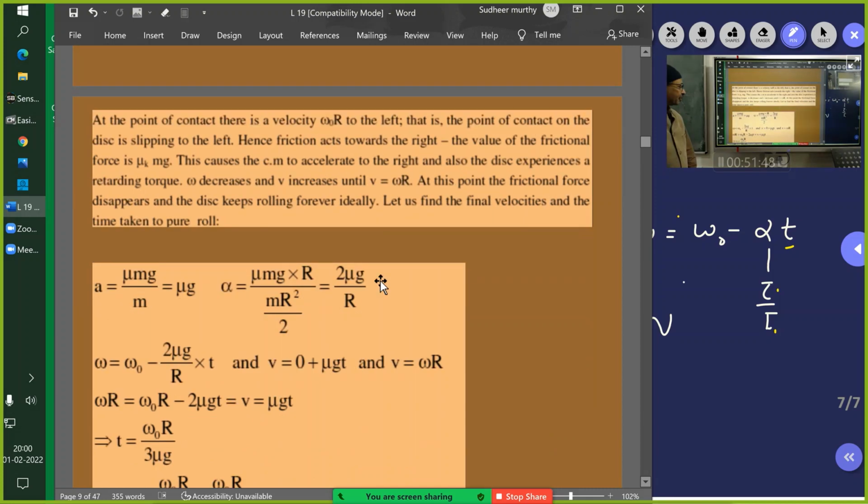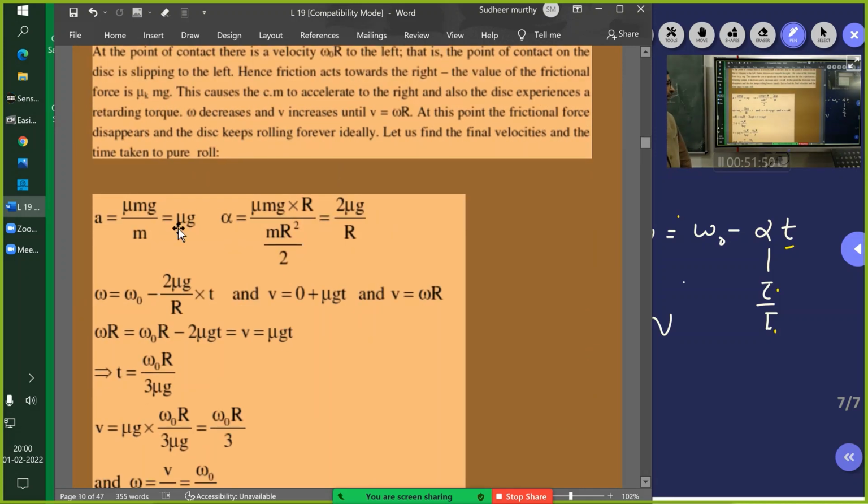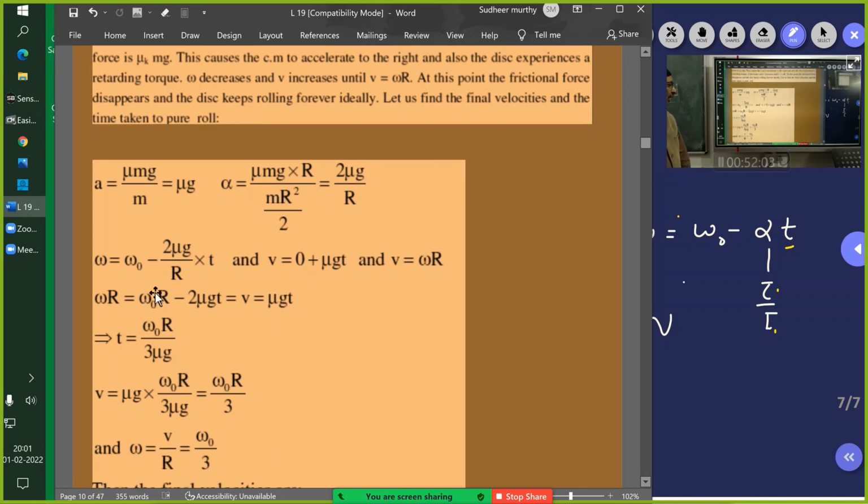This is what I have explained. And A is equal to mu mg by m, F by m we have written. F is equal to mu mg, so A is mu g. And alpha is equal to mu mg R by m R square by 2, so and so. And omega is equal to omega naught minus alpha t. Alpha value is this torque by I, isn't it? So you get this.